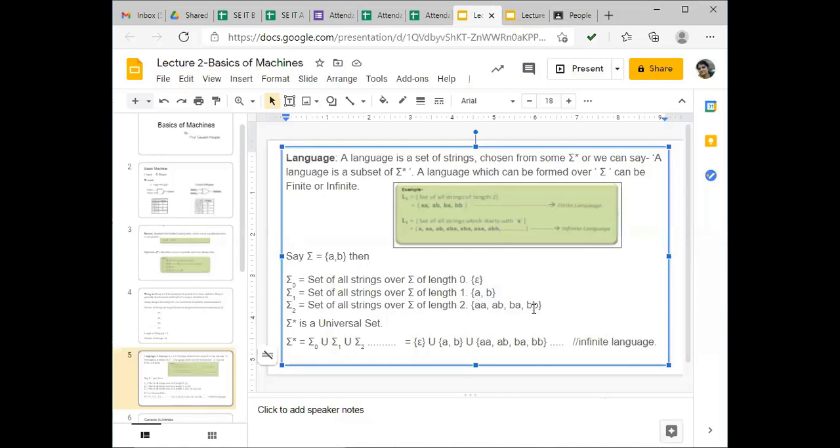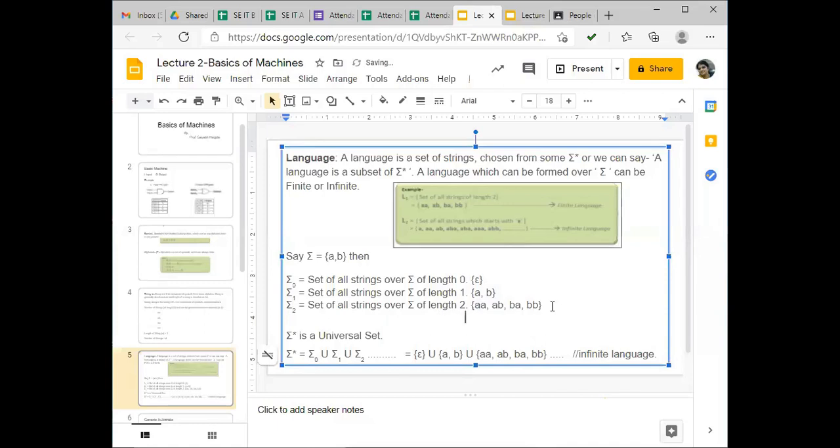If I want sigma 3, that is of length 3, then what can I have here? Students, quickly help me out. AAA, right? BBB. Yes, AAB. ABB. Yes. BAA, right? ABA, right? And so on. I think I'll have 9. Okay, so I'll stop it here. All the elements of length 3.